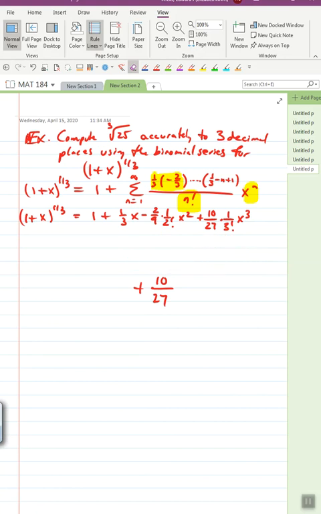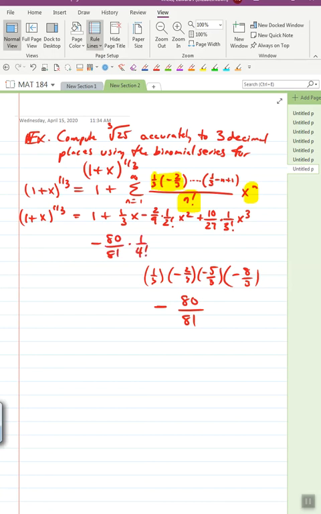Okay, what would the next one be if we did one more? So we said what? It was 1/3 and negative 2/3 and negative 5/3 and negative 8/3. I think we're back to a negative now, and we're up to 80 over 81, and it would be minus 80 over 81 times 1 over 4 factorial x to the 4th, etc.